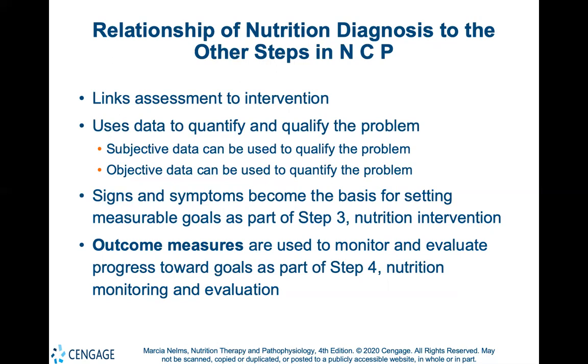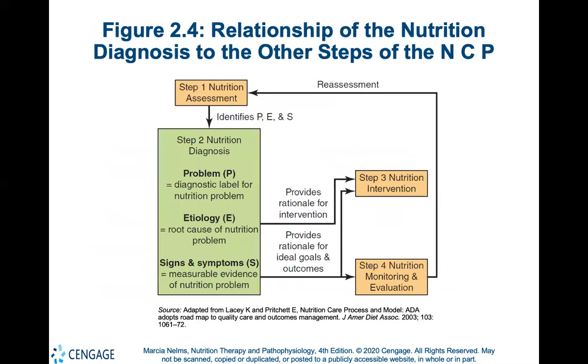It is very important that the data used to define the signs and symptoms of the problem will quantify or qualify the specific problem. The signs and symptoms become the basis for setting measurable goals as part of step three, the nutrition intervention. They are also called outcome measures, which are used to monitor and evaluate progress towards goals as part of step four, nutrition monitoring and evaluation. Accurate nutrition diagnoses set the stage for quality nutrition intervention and nutrition monitoring and evaluation.